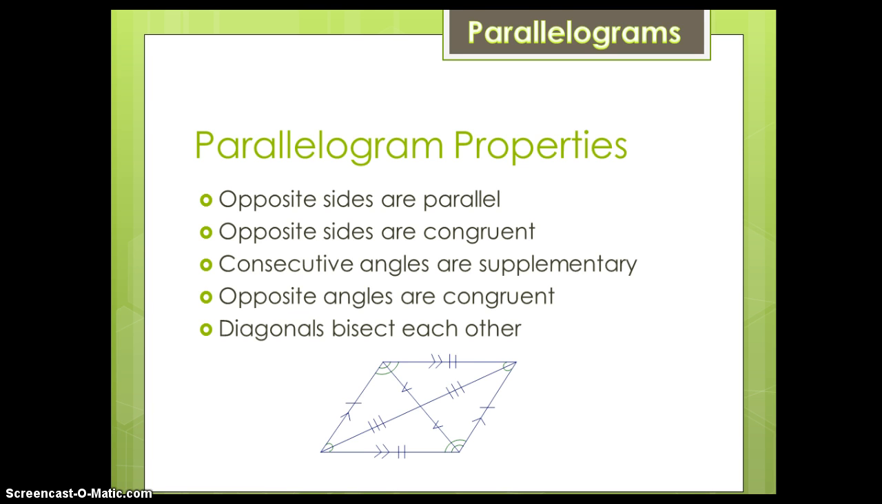So we know that the opposite sides are parallel. We know that the opposite sides are also congruent. Consecutive angles are supplementary. Opposite angles are congruent. And that the diagonals bisect each other. And that diagram, if you remember, came off the last video.